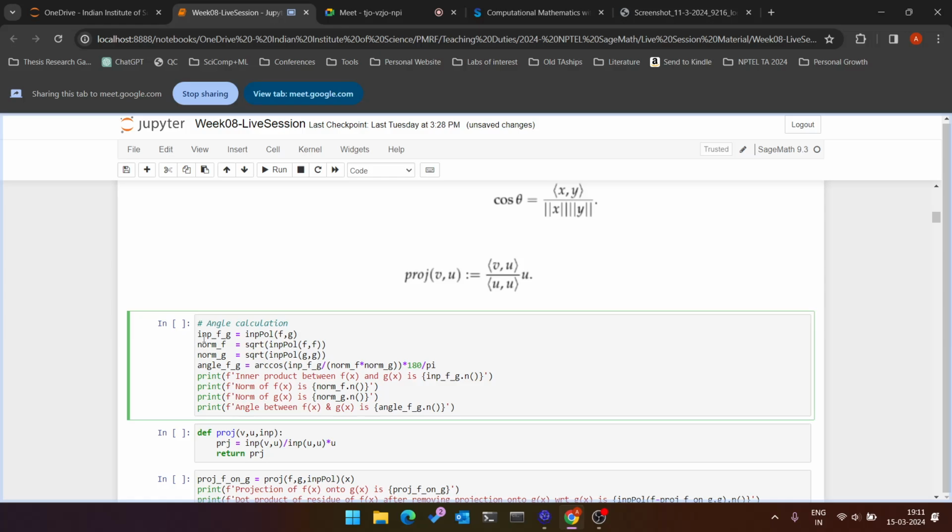So in our case, how that goes is basically the inner product of f and g is evaluated as inner product polynomial of f comma g. To calculate the norm of f and the norm of g, we basically take the square root of the inner product of f with respect to itself and g with respect to itself respectively. That should give us the inner product of f and g, and the norms of f and g respectively.